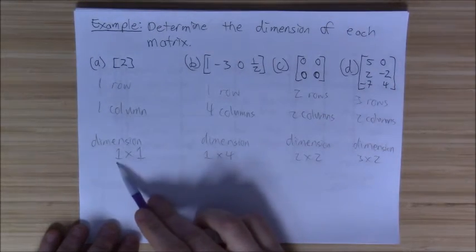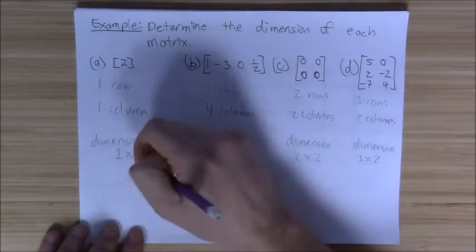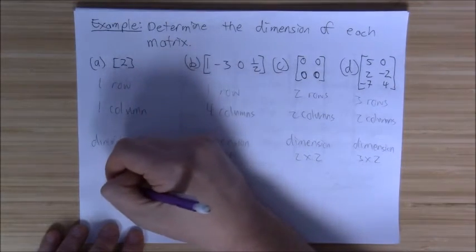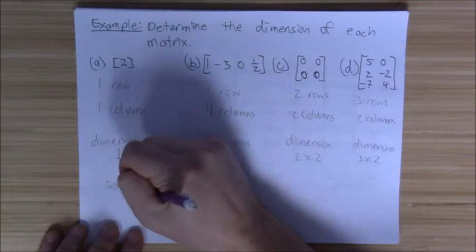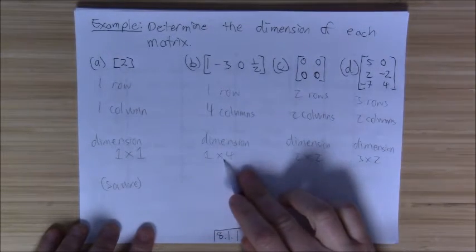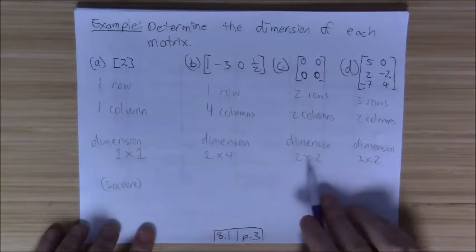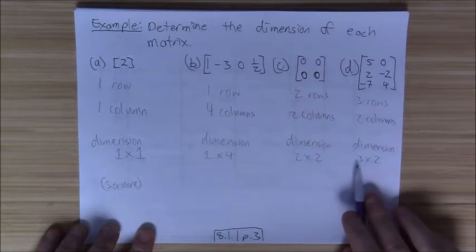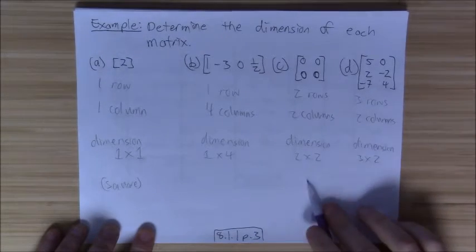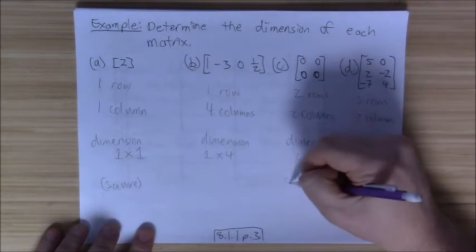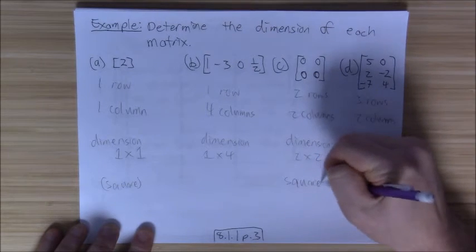Namely, also note that this is a square matrix because the number of rows and columns is the same. And this one would not be square because different number of rows and columns. This one as well is not square because different number of rows and columns, but this one is because it has 2 of each. So this would also be square.